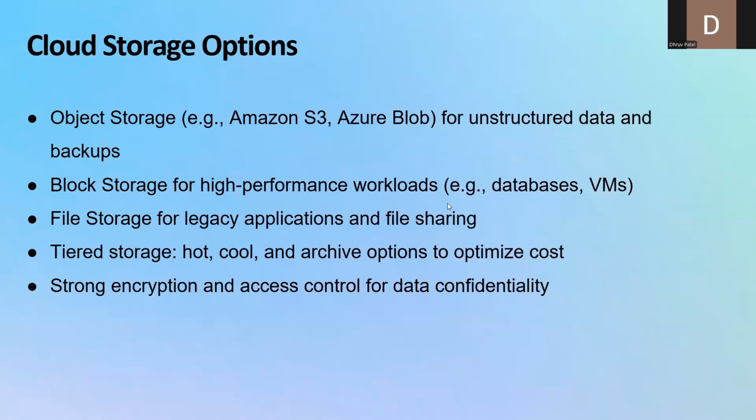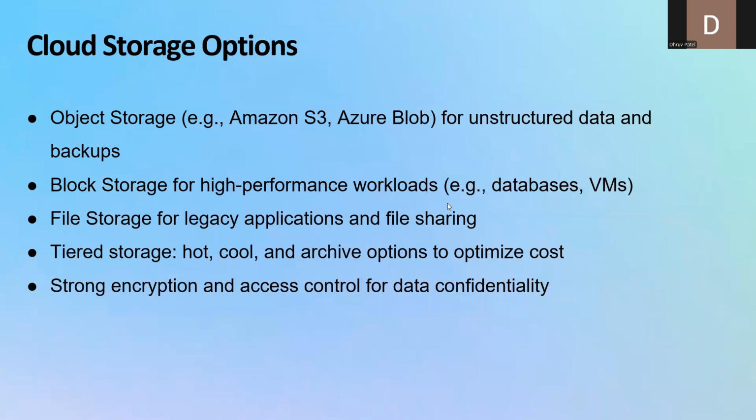When it comes to storage, Tech Solutions needs a solution that balances cost, performance, and reliability. That's why we propose a hybrid cloud storage strategy. For unstructured data like logs, media, and backups, we will use object storage solutions such as Amazon S3 or Azure Blob Storage. These services are cost effective, scalable, and ideal for big data workloads. For high performance systems like virtual machines and databases, block storage will be deployed. This provides low latency, high throughput access, perfect for transactional workloads.